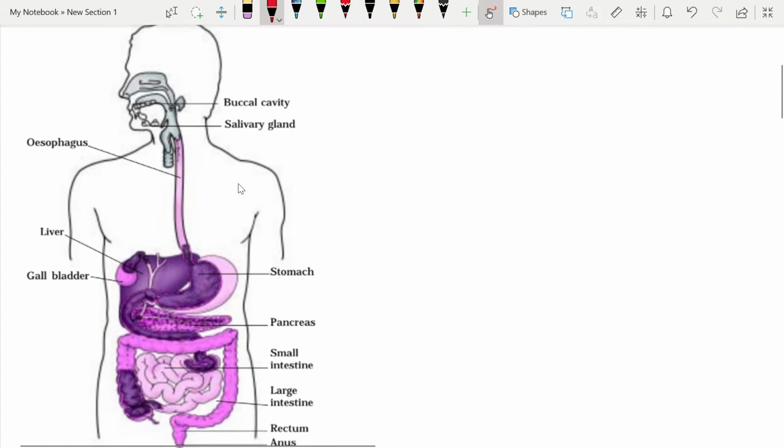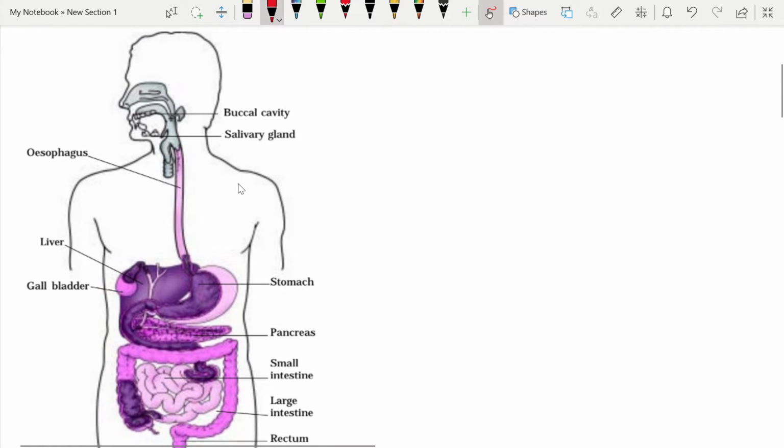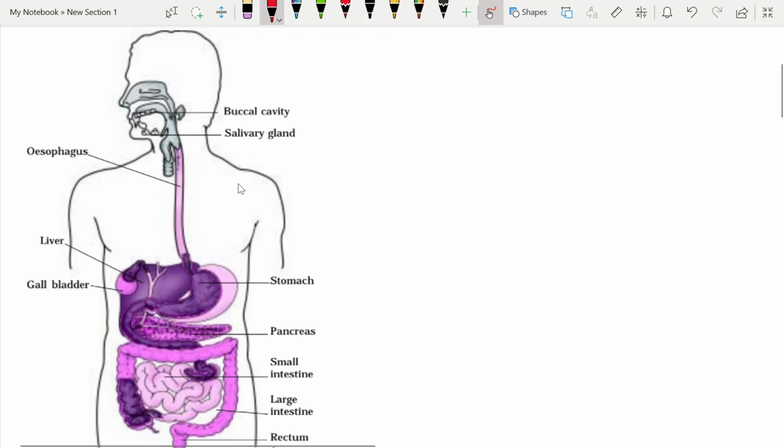Digestion in humans. Now this is a little diagram that I found from the book, and this has all the parts that we are going to be focusing on. It has the buccal cavity, which is basically our teeth. It has the salivary glands, which secrete saliva. I'm going to go into more detail, but I'm just telling this as a brief introduction.